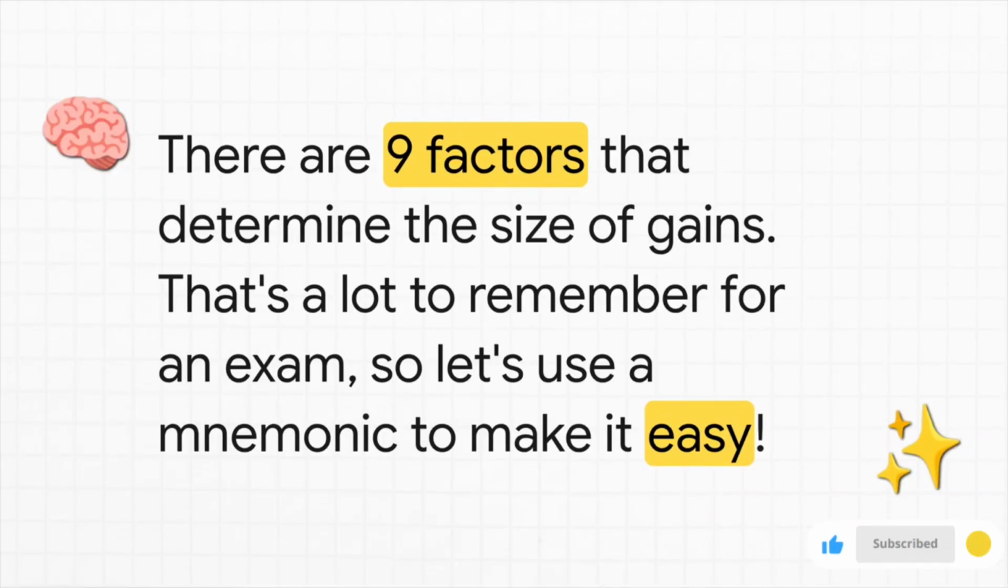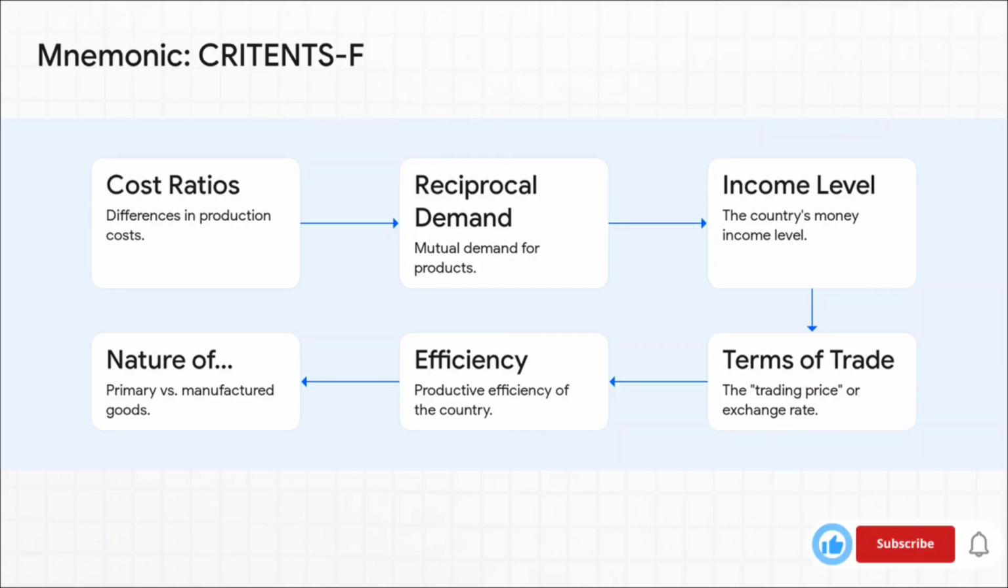All right, exam tip incoming. Pay very close attention here. A classic question is to list the nine factors that determine the size of the gains from trade. Trying to just memorize a list like that is a recipe for disaster in an exam. So I've got a little trick for you. Just remember this little phrase, credence F.